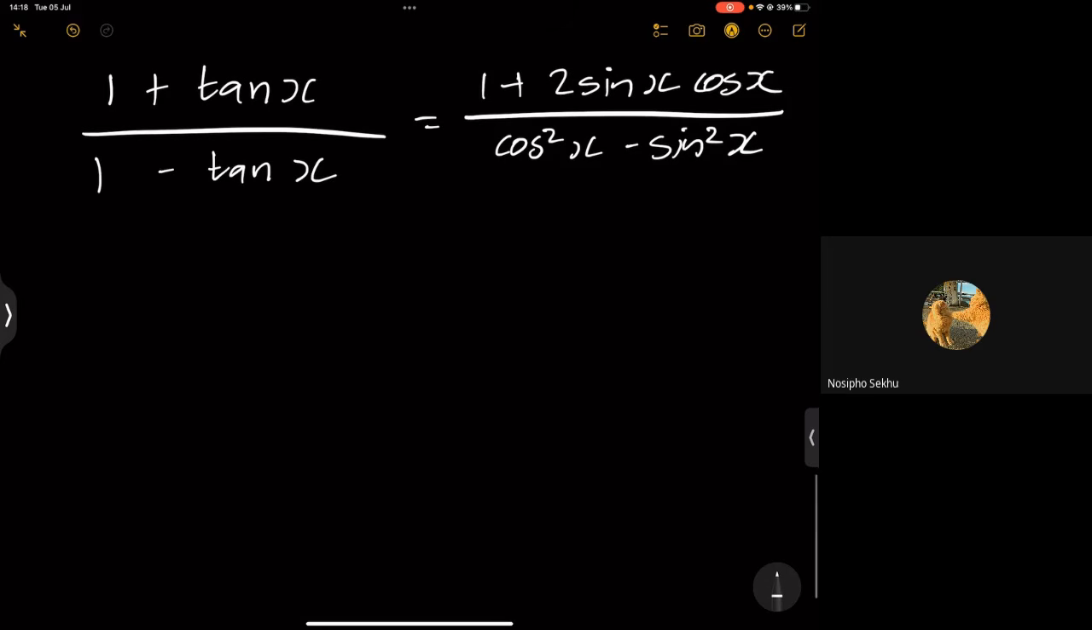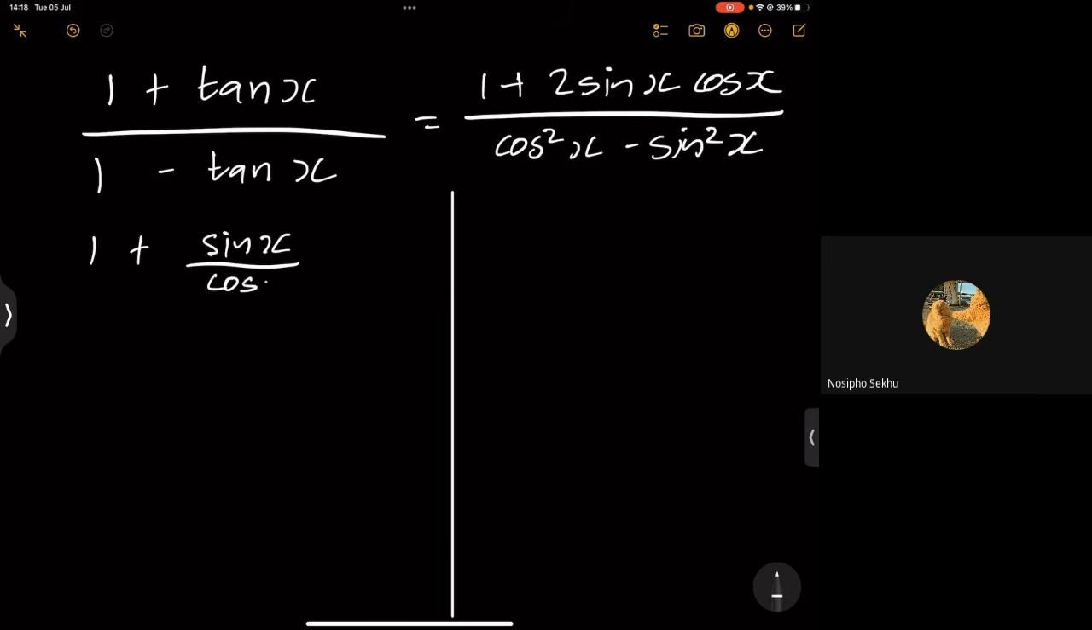All right, for the sake of time, we don't have a lot of it now. What I'm just going to do is go through it with you. So I want you to please note in this case, we change everything into sine and cos. Sine x over cos of x, right? Divided by 1 minus sine of x over cos of x.